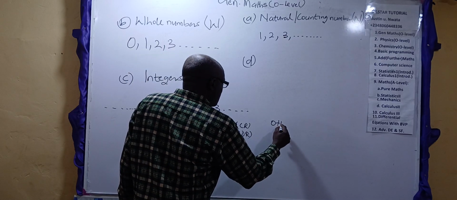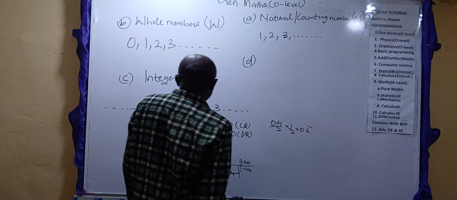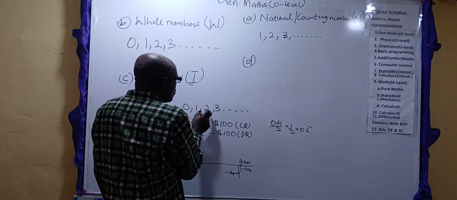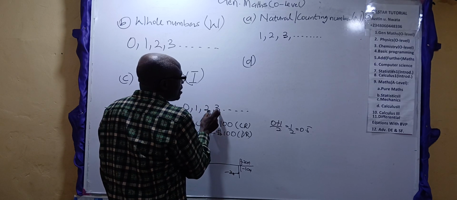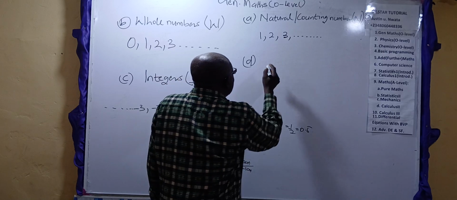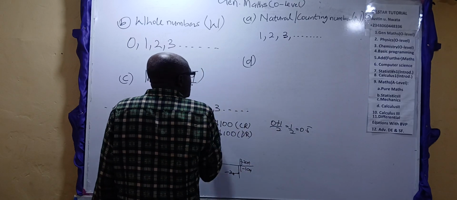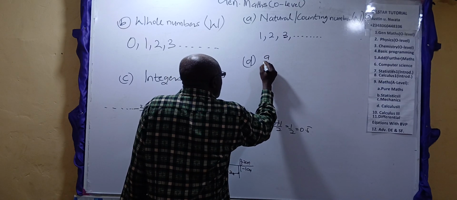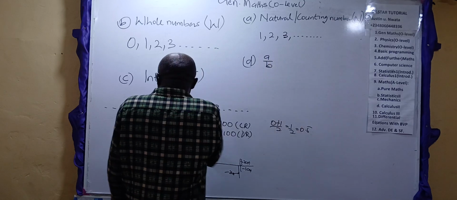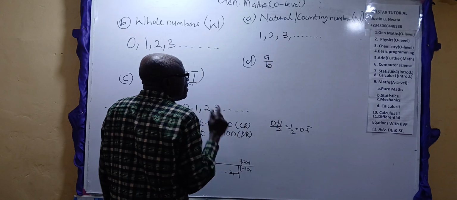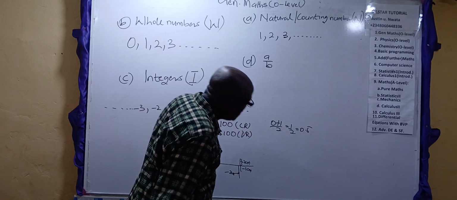0 plus 1 divided by 2 gives you 1 over 2 equals 0.5. A lot of numbers lie in between 0 and 1. A lot of numbers lie in between 1 and 2. A lot of numbers, thousands, lie in between 2 and 3. So they discovered that any number in this number system called integers can be written like this: A over B. 1 up, 1 down. Any number here can be written like this: A over B. 1 up, 1 down. This is how fractions enter into mathematics.